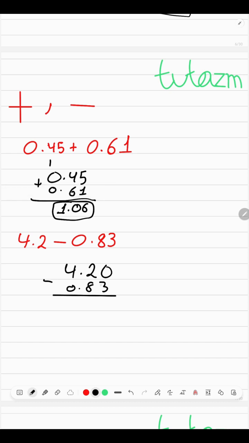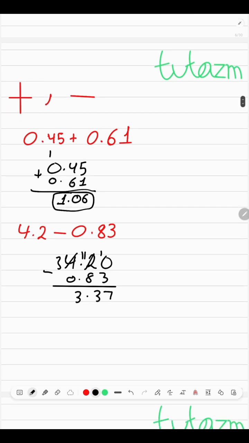Alright, so here 0 minus 3, we can't do that, but we can borrow from the 1 here and turn that into a 0, so it's 10 minus 3 is 7, and then we'll have a 1 here, minus 8, we can't do that either, but we can turn this into a 3 and turn this into 11. 11 minus 8 is 3, and then 3 minus 0 is just 3. So our final answer here is 3.37.